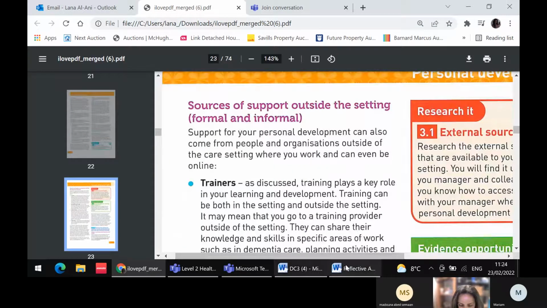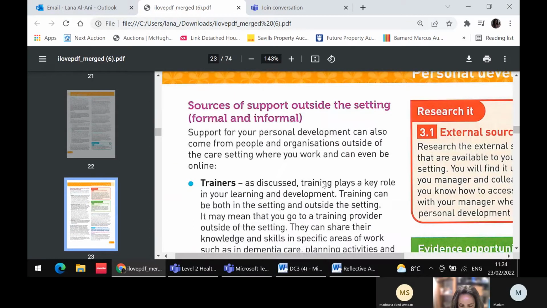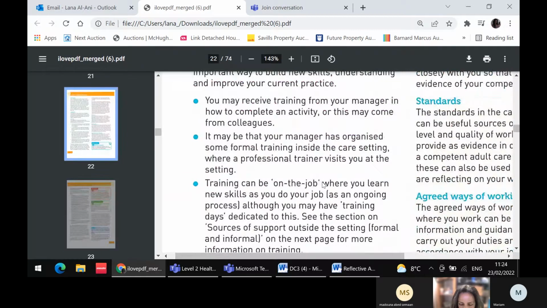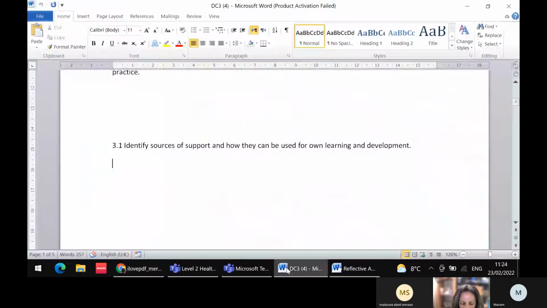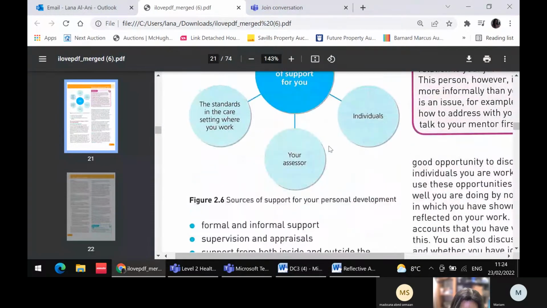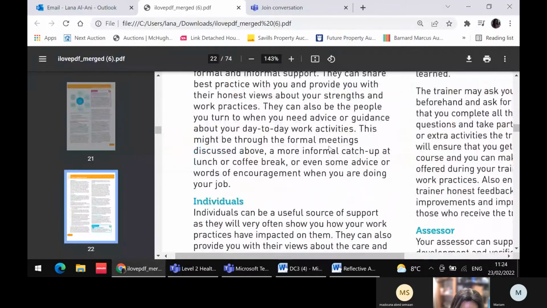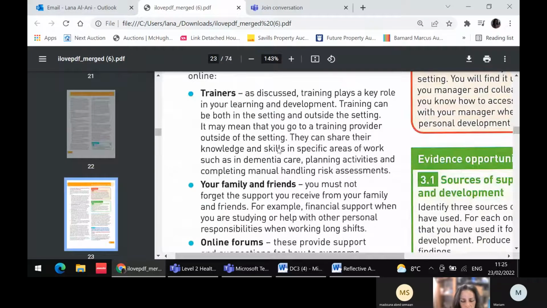Okay, so now these are all inside the organization. So when you come and answer this question, identify source of support, you say source of support, first of all, inside the organization, which we just talked about, is all this, and you can explain one by one briefly. And then there is another one, which is outside the organization, a trainer, which is an external trainer.